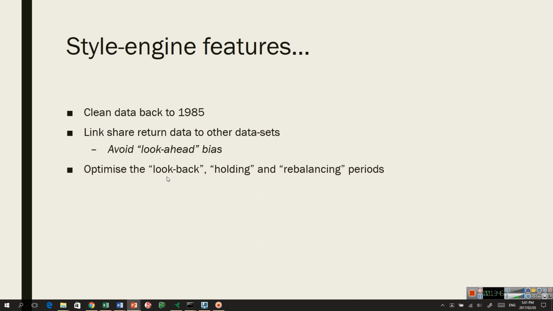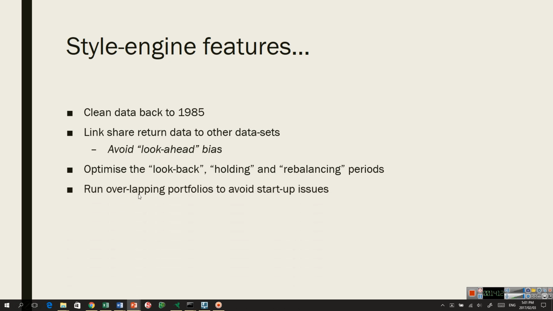We're able to optimize the look-back period. In other words, if you wanted to, for example, measure a style such as momentum, over what period must you look at how well the shares did before you make your decision as to include them in the quintiles, rank them. We can also optimize the holding period, and we can change the rebalancing periods to suit. So that's a powerful and useful thing.